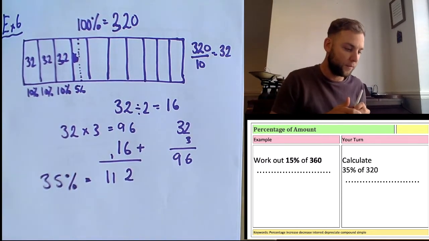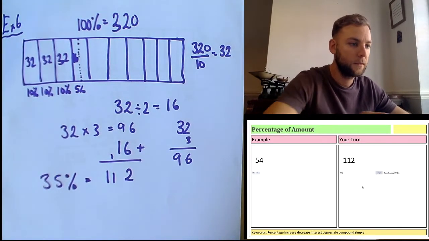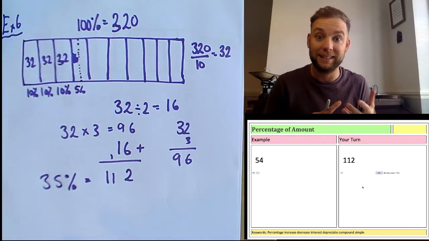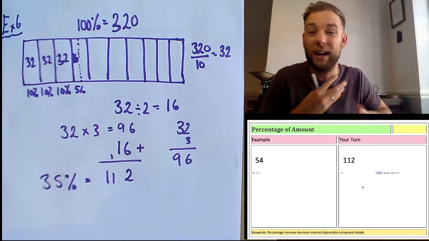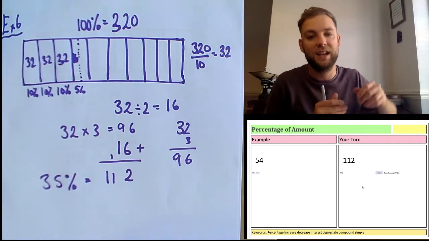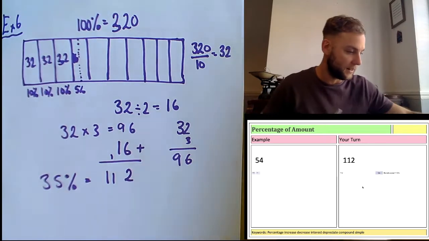So let's just check both of those. Our answers were 54 and 112. Brilliant. We're using the bar method here to make it nice and easy for us. And this works really well when we're doing some of the really trickier percentage questions, like reverse percentages and percentage increase and decrease. But we'll look at that at a different point.